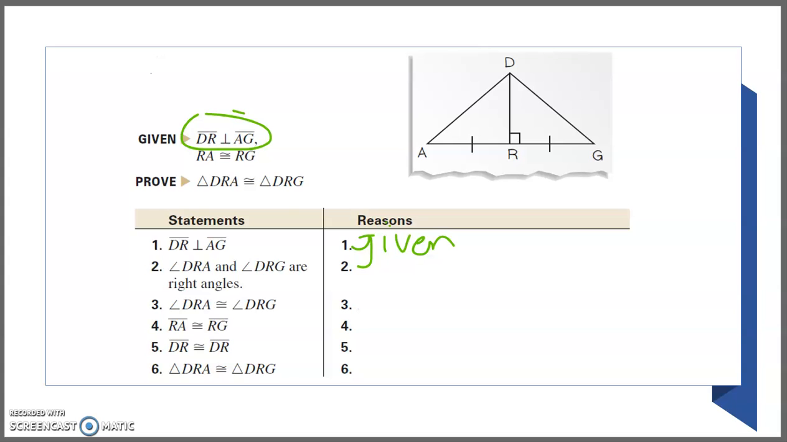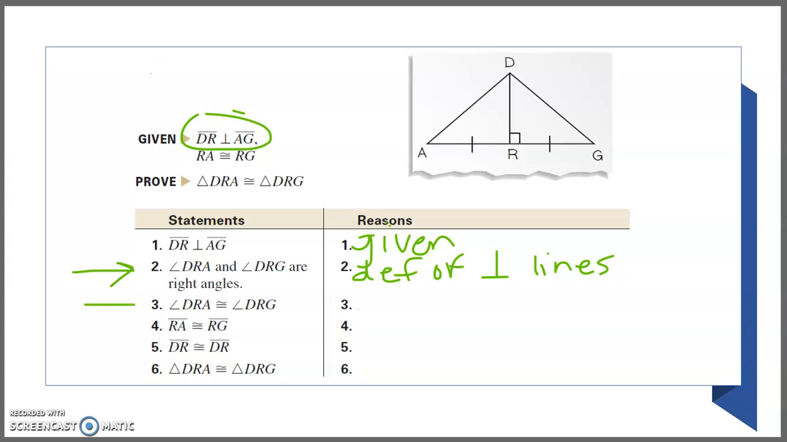Well, what does that mean? DR is perpendicular to AG. That means those lines intersect at a right angle. So notice in this next statement, they are concluding that those are right angles. That is just by definition of perpendicular lines. Right, if the lines are perpendicular, then those are right angles.